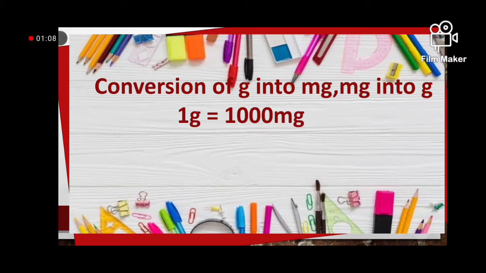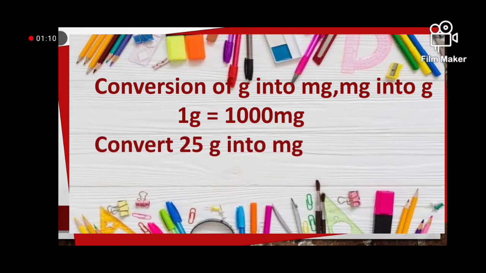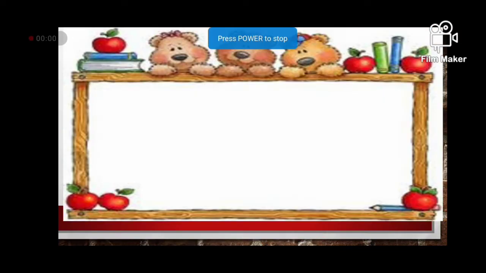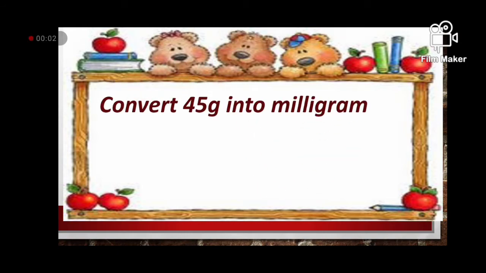Now we have to convert 25 gram into milligram. Gram to milligram means bigger to the smaller unit. So we have to multiply. So 25 multiplied by 1000 is equal to 25,000 milligrams. Take another example. Convert 45 grams into milligrams.